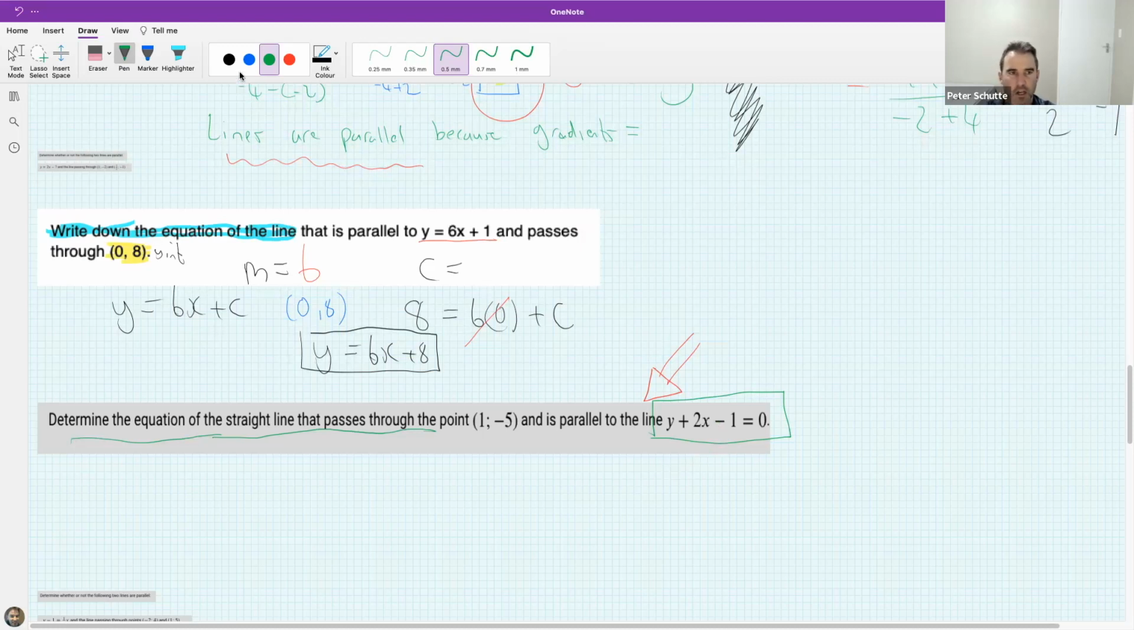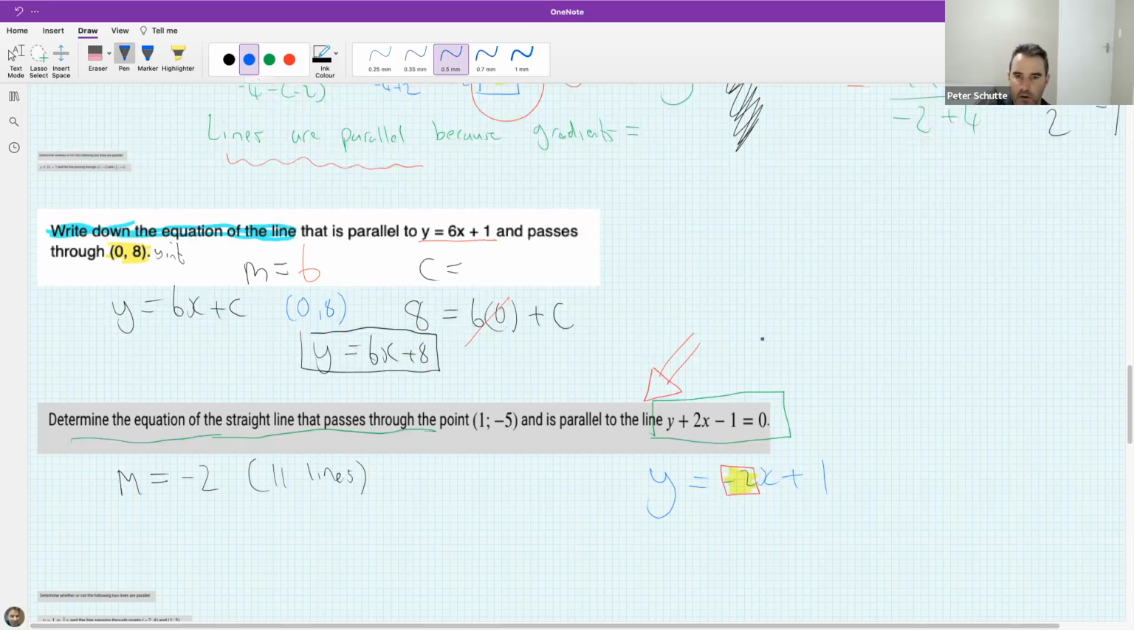I was thinking, shouldn't we just put it in standard form? So we go y equals minus 2x plus 1. So we've moved that across. And from that knowledge, I now know that the gradient of this line is minus 2. But this is not the line I'm after. What it does help me with is that the line I'm trying to find must also have a gradient of minus 2, because they are parallel lines.